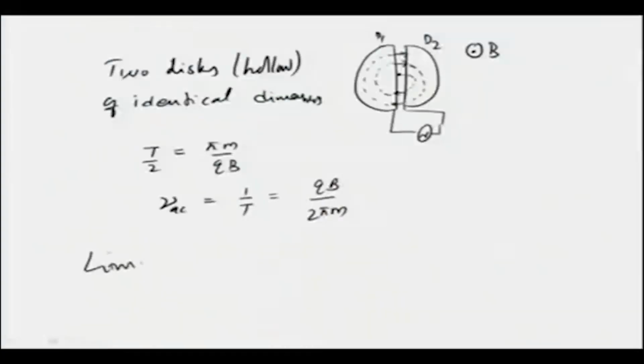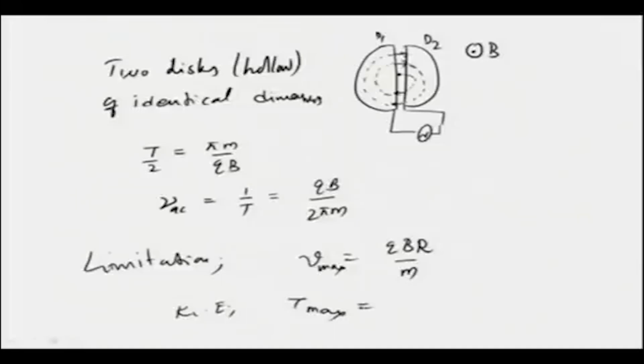The limitation of this kind of cyclotron is the following. What is the maximum v that we can think about? The speed, we said, is v equal to q B R over m. So, if capital R is the radius of the disc, that is the maximum speed that we can have, q B R over m, and the corresponding kinetic energy T max is half m v max square, which is q square B square R square over 2 m.